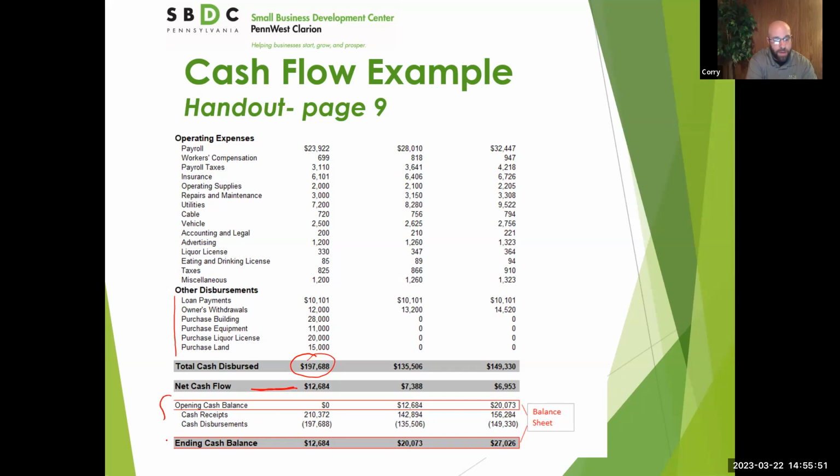And then this down below here, this is just a summary of everything that was above. Our opening cash balance, assuming this was a startup, was 0. And then we have our cash receipts from the previous slide. We subtract away our total disbursements right here, which will then give us our ending cash balance of $12,684. That ending cash balance becomes the cash balance in our balance sheet. This will flow over to our balance sheet to give us our cash balance.